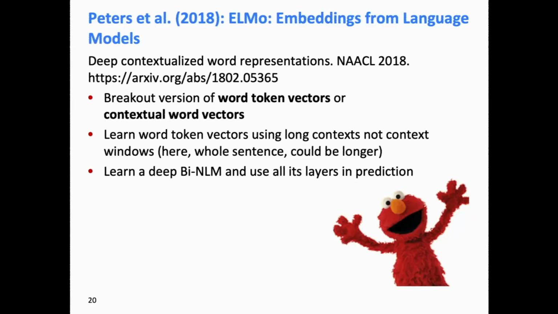Okay, so then the next year, Matt Peters and a different set of colleagues came up with an improved system called ELMo. And effectively, this was the breakthrough system, the system that everybody noticed and said, wow, these contextual word vectors are great. Everyone should be using them, not traditional old word vectors.